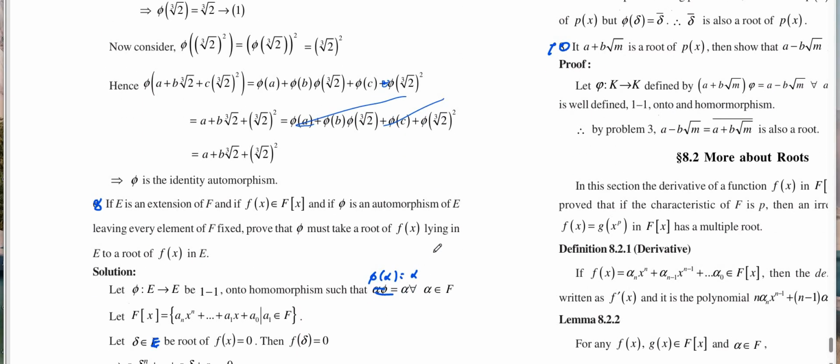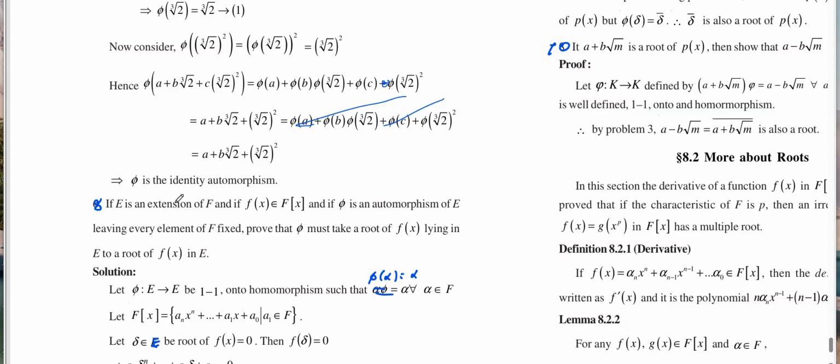Now, to prove that irrational numbers occur in pairs and complex roots occur in pairs, we establish one result and then go to those two problems. If E is an extension of F, and if f of x is a polynomial over F, and phi is an automorphism of E leaving every element of F fixed, prove that phi must take a root of f of x lying in E to another root of f of x in E. Now let phi from E to E be a one-to-one onto homomorphism such that phi of alpha equals alpha for every alpha in F.